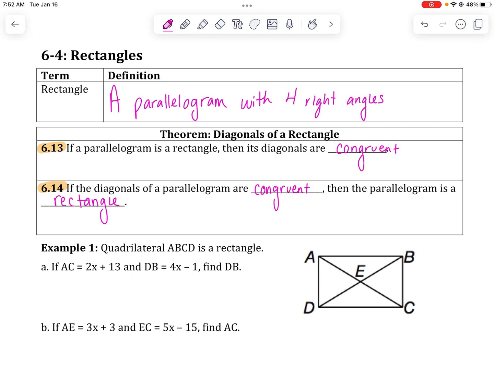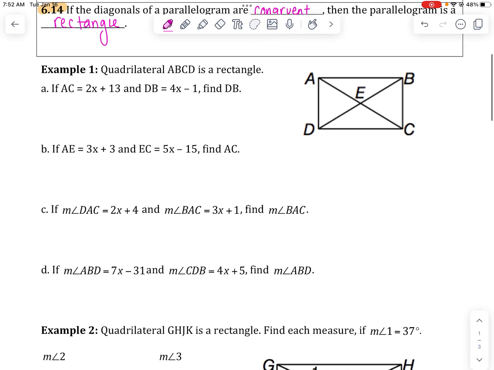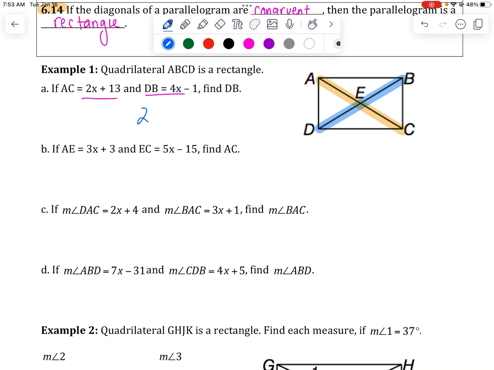So taking a look at our rectangle ABCD, if AC is 2x plus 13 and DB is 4x minus 1, I want you to find DB. Well, I know that those two things are equal. These two parts are equal, so I can just set those equal and solve for x. And then here x should be 7.